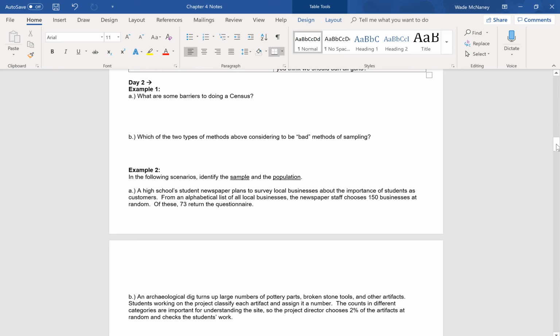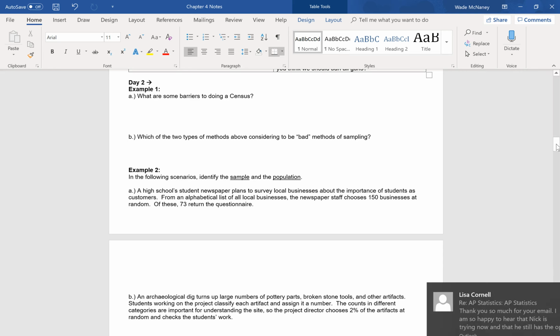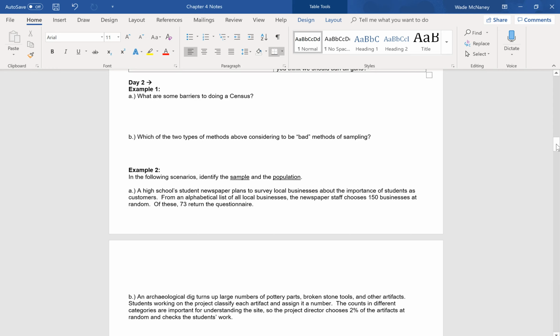Getting ready here with day 2 examples. We're going to go through several of these examples together. These are in your notes packet. We're going to go through them and talk about all the vocabulary things that are involved with this, and hopefully that fills in these ideas. It's still probably not going to be enough. You're going to need to go study and read about these things on your own to really get a well-rounded understanding of all the vocabulary in this chapter. So let's take a look here.